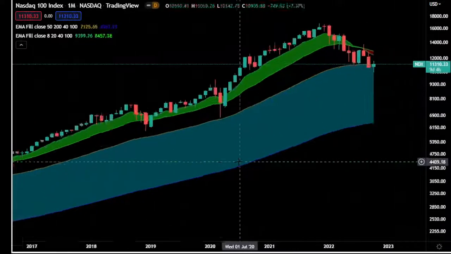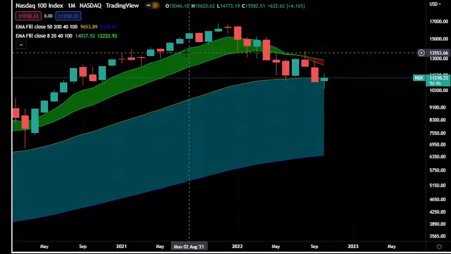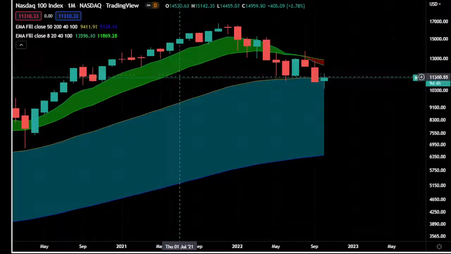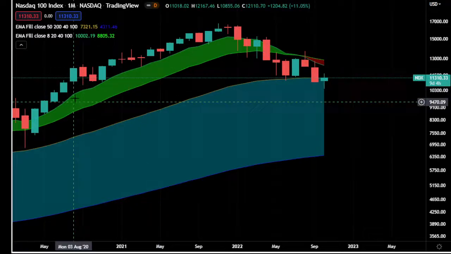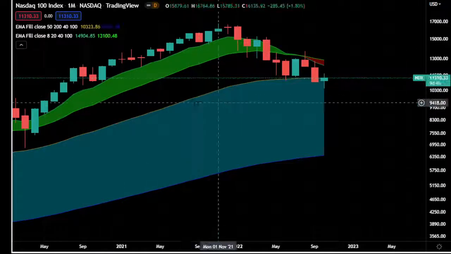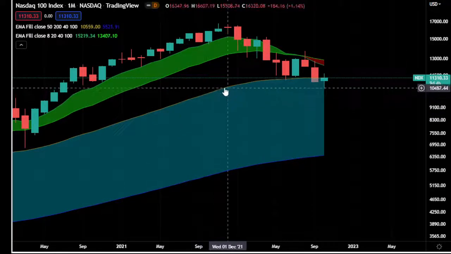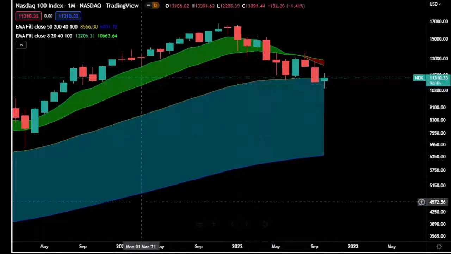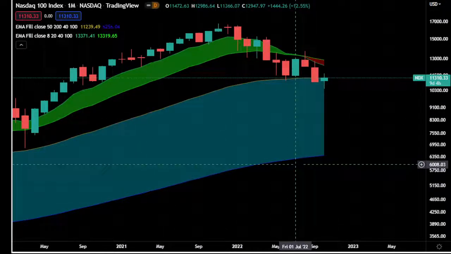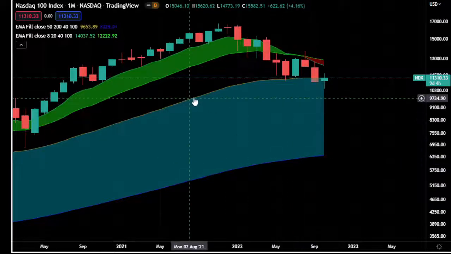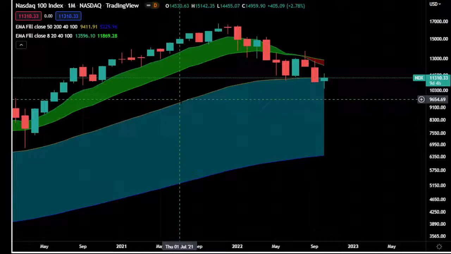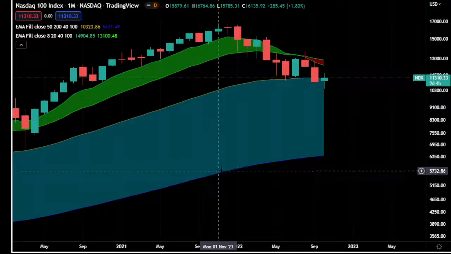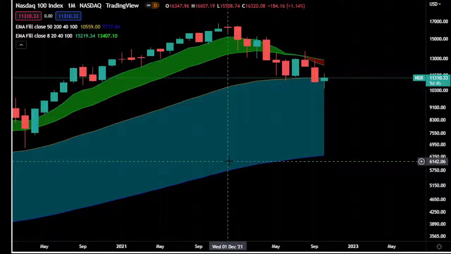So one of them is this green band, which is the 8 and the 20 moving average. When the 8 is above the 20, this area is green. And this band right here is the 50-month moving average, and this is the 200-month moving average. So we have the 8-month, the 20-month, the 50-month, and the 200-month moving average for the Nasdaq 100 right here.